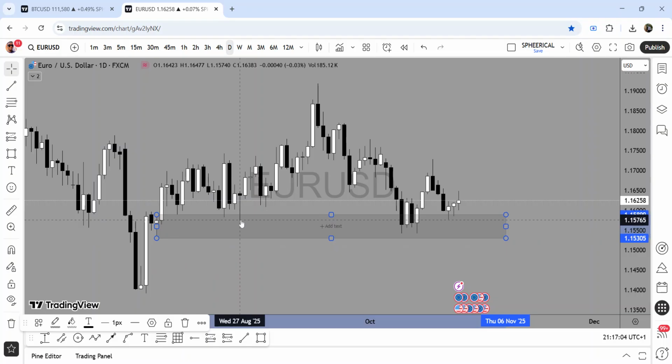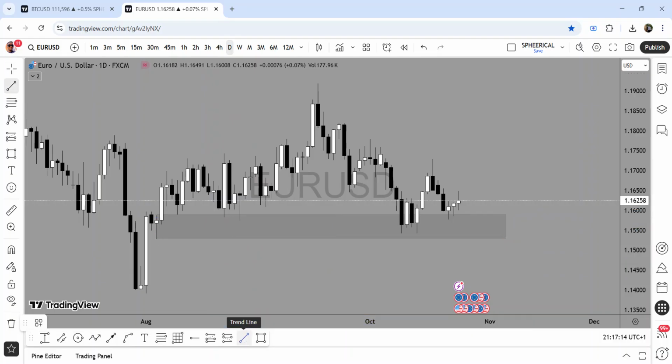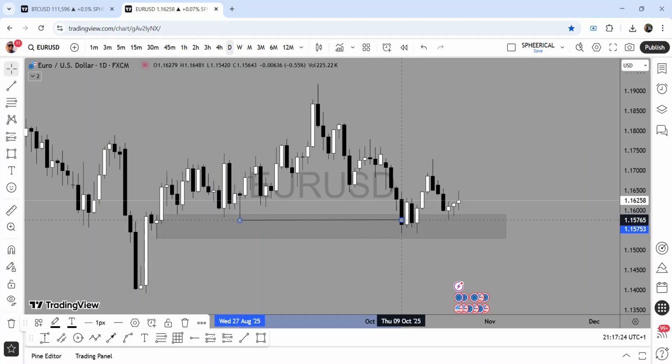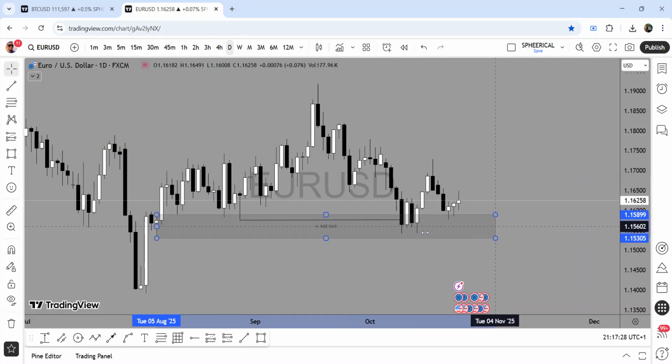So the market tapped on it here first, then pushed up to here. Then it came down and swept this liquidity. This is a liquidity sweep. So we're going to mark this as a liquidity point. The market swept this liquidity.